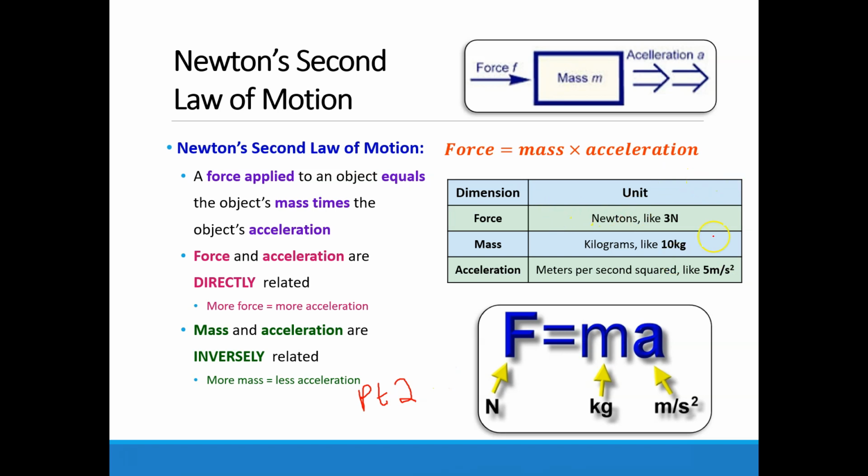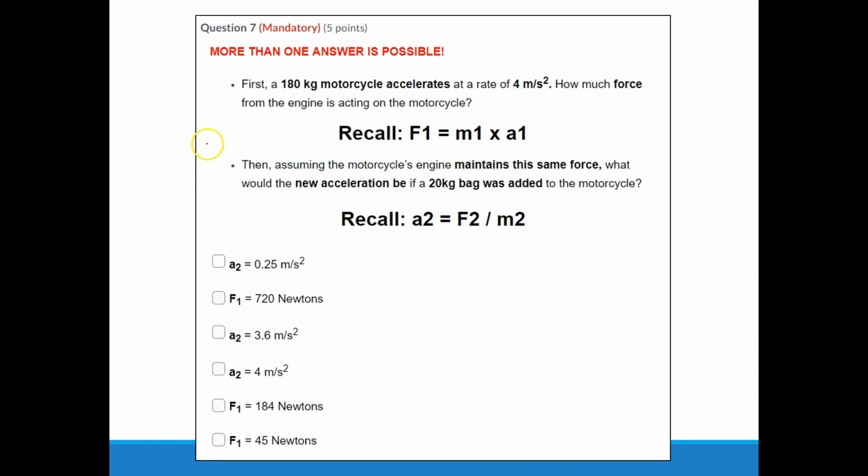Now, when we're annotating, remember that newtons tells us force, kilograms is the units for mass, and meters per second squared is the units for acceleration. Remember that the squared is just a label. Don't actually square any numbers. Okay? So let's go ahead and annotate this.